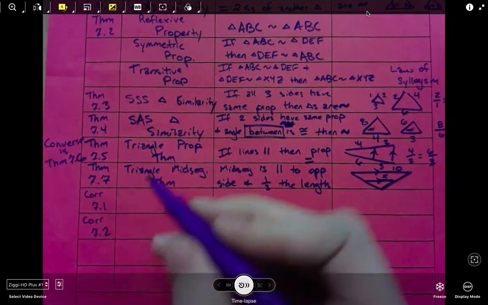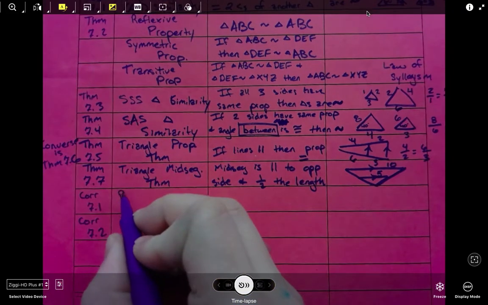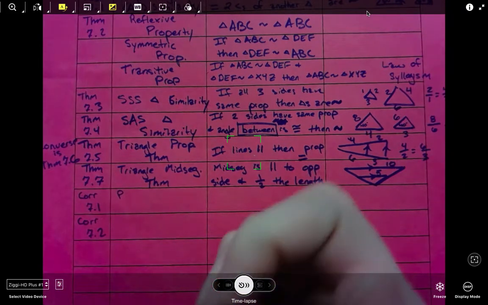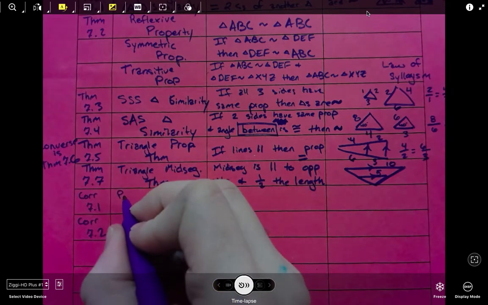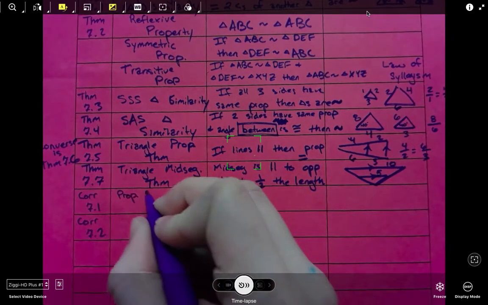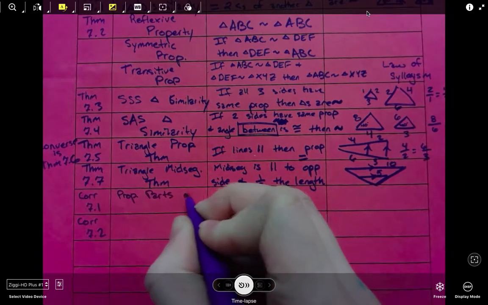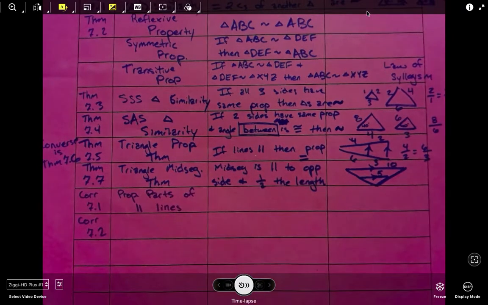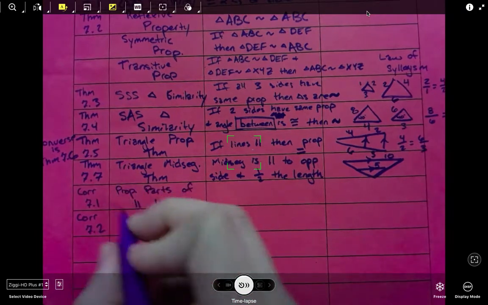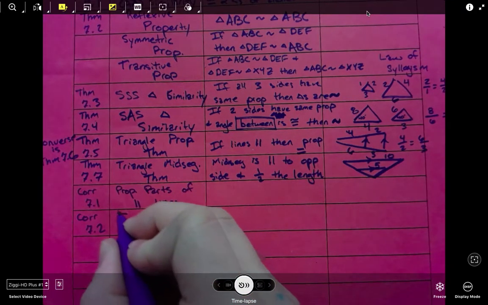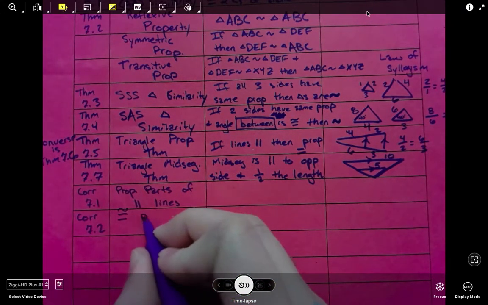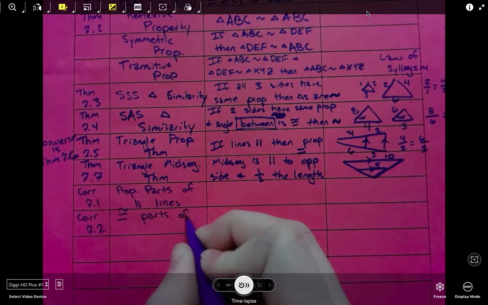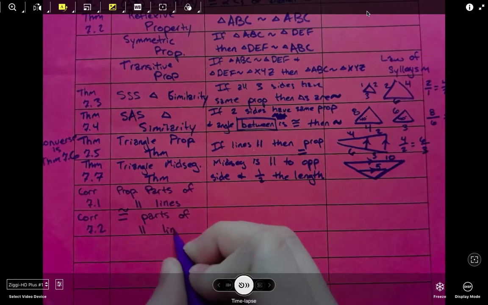The first corollary is called the proportional parts of parallel lines. And then the second one is congruent parts. So here's my symbol for congruent. Congruent parts of parallel lines.